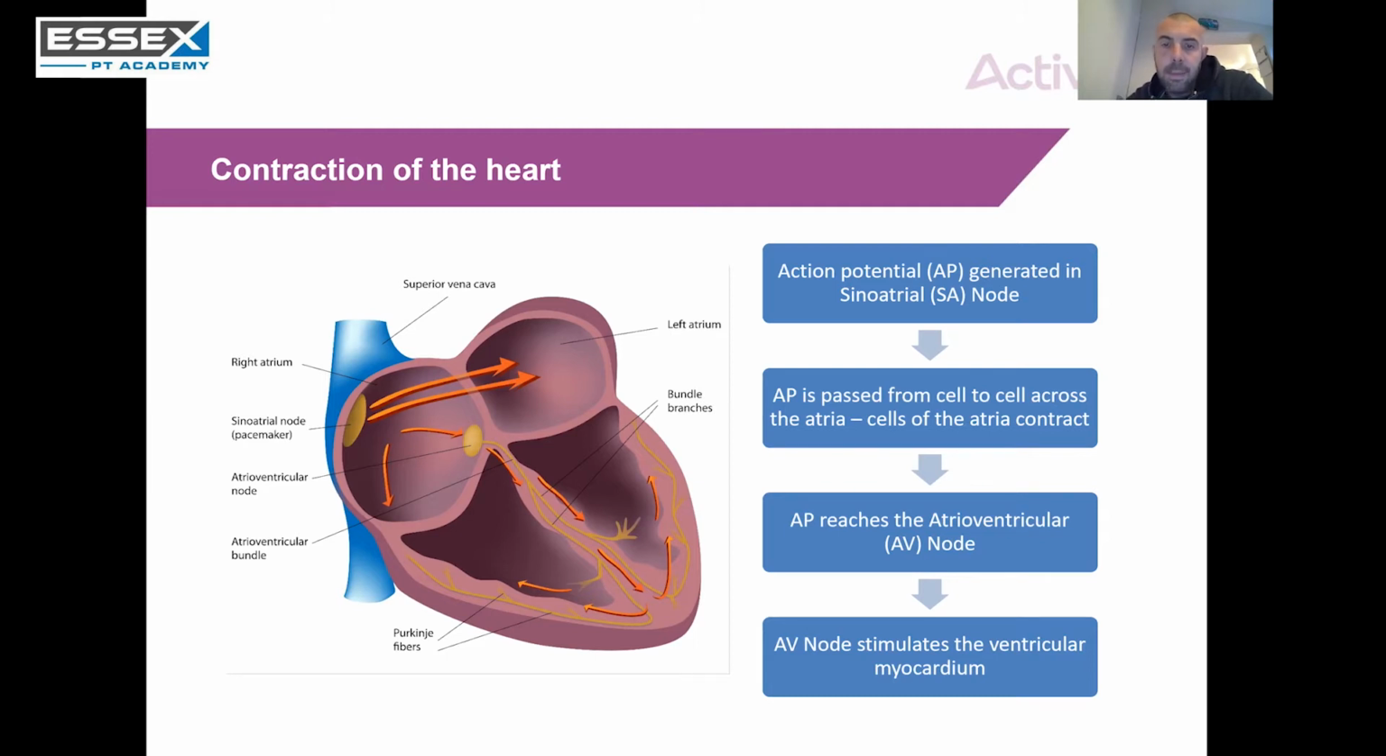Then the action potential reaches the atrioventricular node, and you can see that on your diagram there. It's the one in the middle, okay? And that sends the signal down the center of the heart to stimulate the ventricles, the ventricular myocardium, which is the muscles of the ventricles. And that then contracts the ventricles.